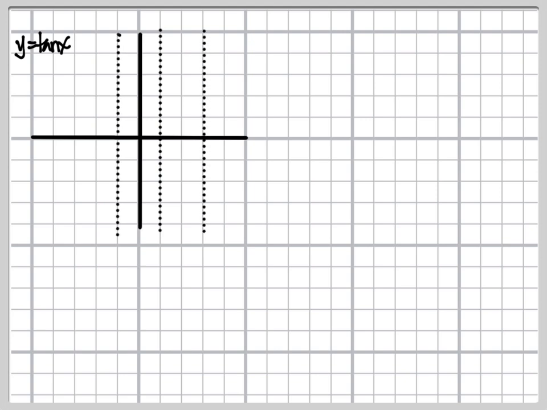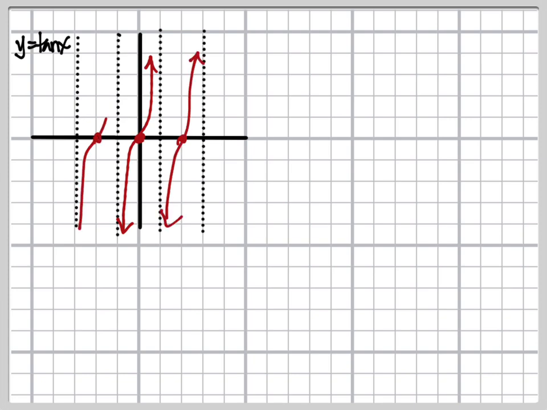And then they're at every pi after that. So I'll draw a couple more of them in here. I think that's okay. And they're going to keep repeating. And the tangent graph goes through the origin, just like the sine graph did. And it kind of looks like an x cubed graph, except for the asymptotes. And it has this repeating feature like this. Is that all right?